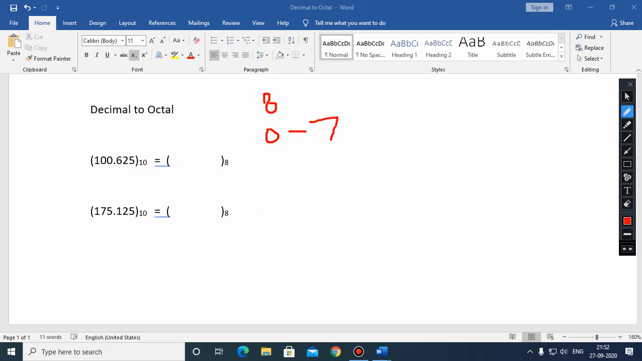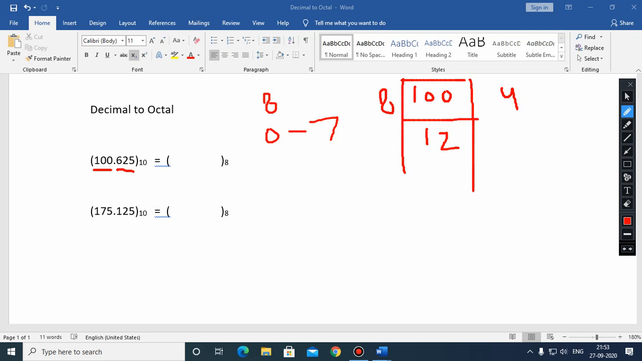So dear children, this is the whole number part and this one is the fractional part. First of all we will see the whole number part. What we have to do is divide this whole number part by the base of the octal, which is 8. So here you can see that it is 12 and the remainder is 4. So 12 eights are 96 and the remainder is 4.